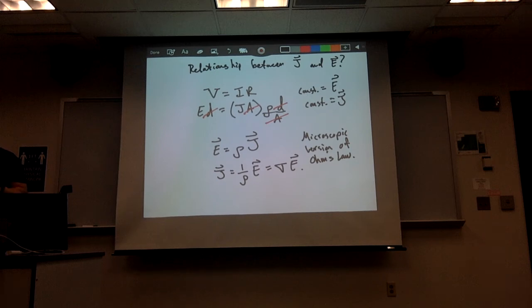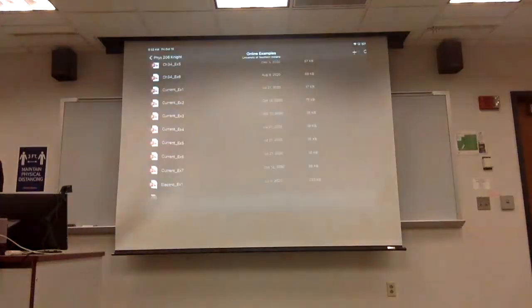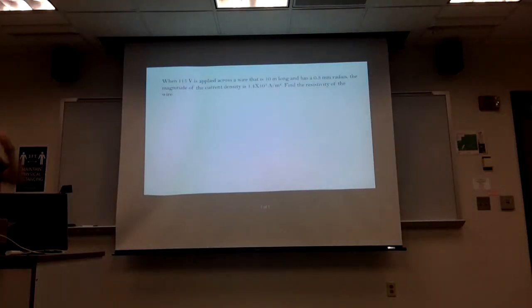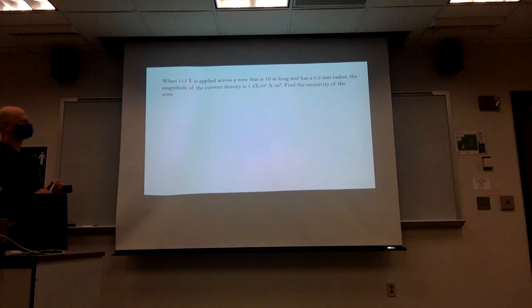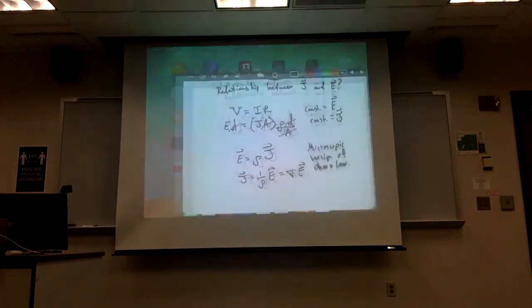Okay? Let's do another example. So this says we have a 115 volt power supply battery applied across a wire that is 10 meters long and has a radius of 0.3 millimeters. And then it says the magnitude of the current density is 1.4 times 10 to the fourth amps per meter squared. What then is the resistivity of the wire? So let's write all these things down.